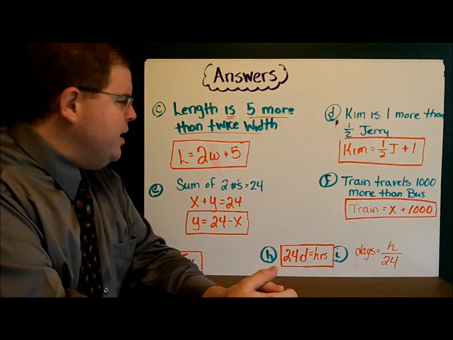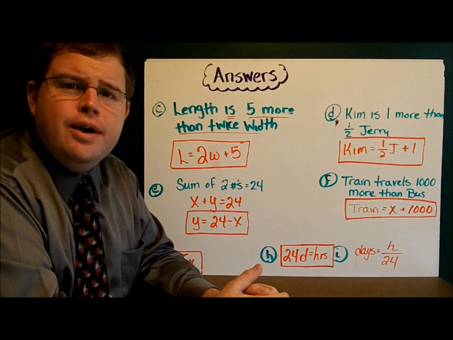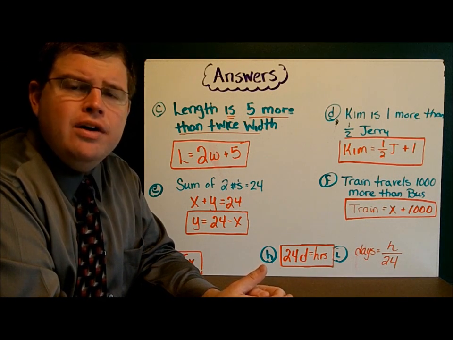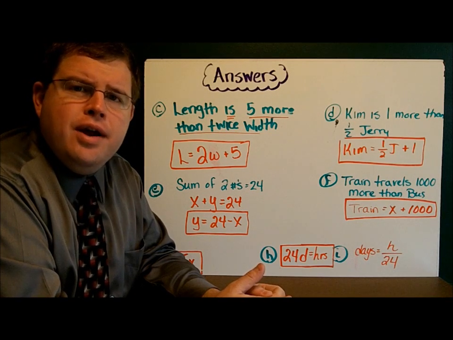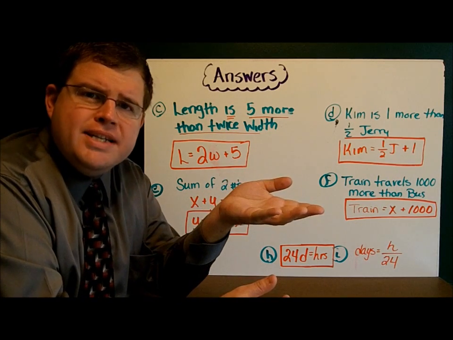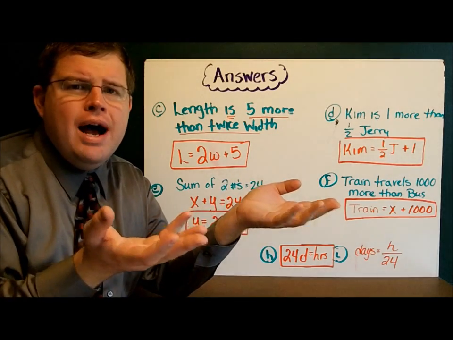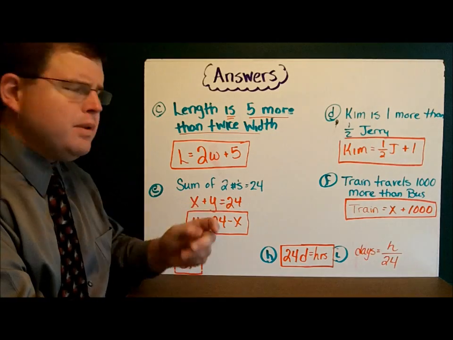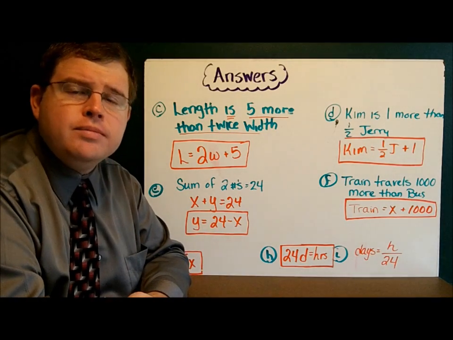The sum of 2 numbers is 24. Now this one's tricky. 2 numbers added together give me 24. So we don't know anything about either number. The first number is x, the second number is y. And when I add them together, they equal 24. So x plus y equals 24.